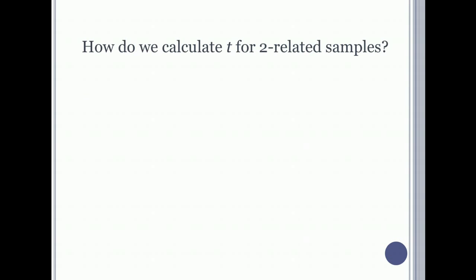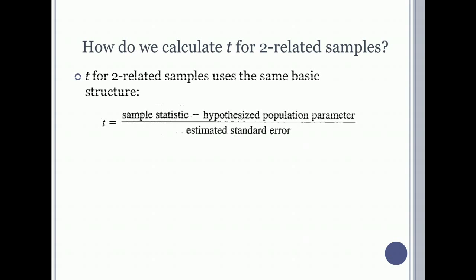So how do we calculate t for two related samples? It's the same basic structure for t as usual: sample statistic minus hypothesized population parameter, which would be whatever you state in your hypotheses. So in this case, it would be mu sub D equals 0, so the value of 0 would go there for the hypothesized population parameter, over estimated standard error.